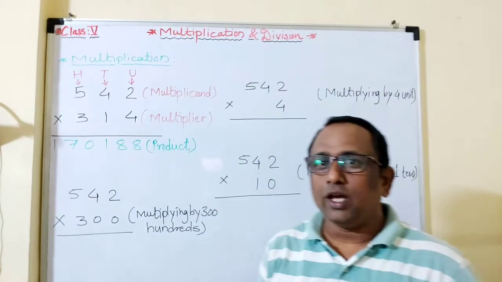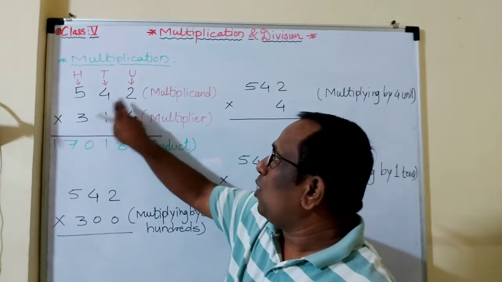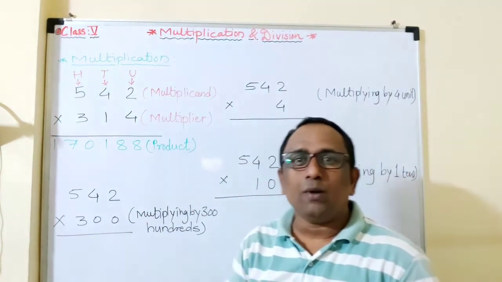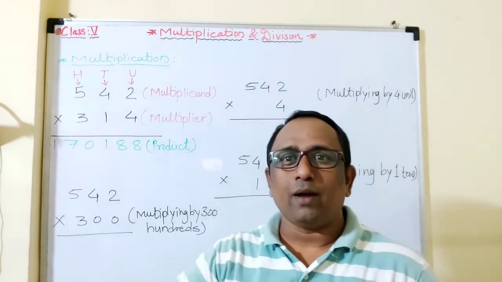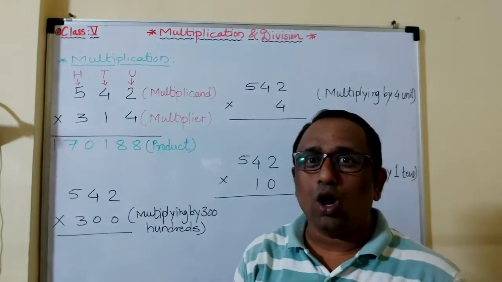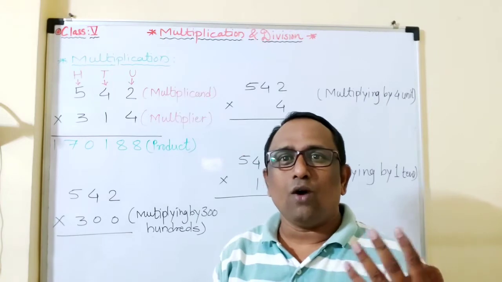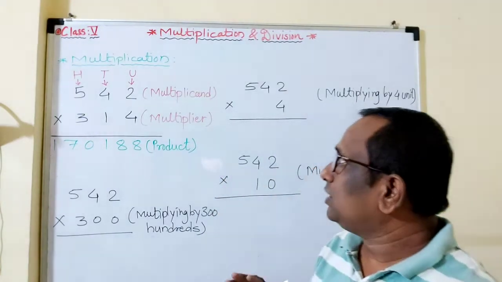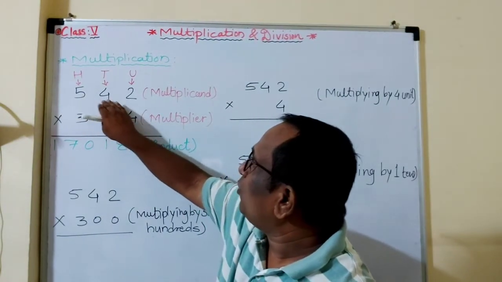Now look here, I wrote one example. 542 multiplied by 314. So we have to multiply. In previous class you also learned 3-digit multiplied by 2-digit numbers. Now here it is 3-digit multiplied by 3-digit number, or in our problem set there are some examples of 4-digit multiplied by 3-digit. Now see, first here I write the upper number, that is 542.